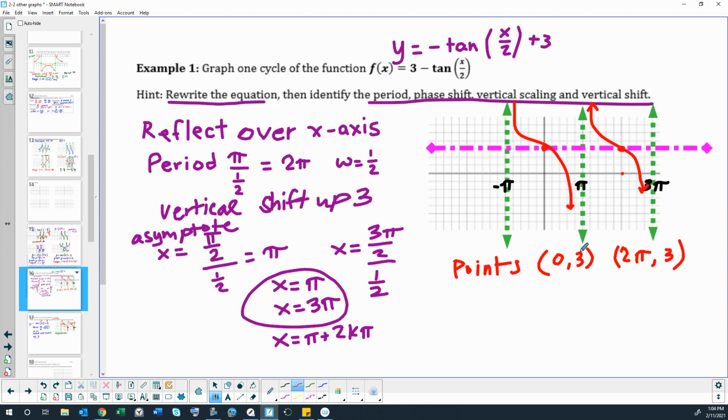Things like that. Not all the points, but some basic points, basic things like domain and range. So the domain would be everything except for pi plus 2k pi, and the range is still all real numbers. Nothing has changed that.